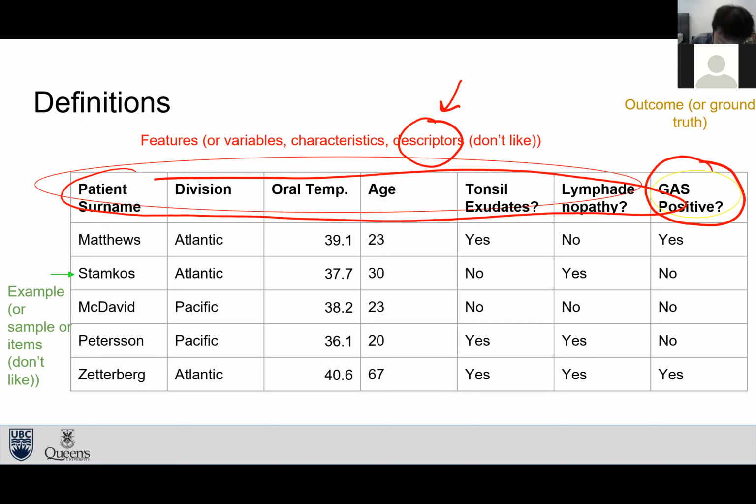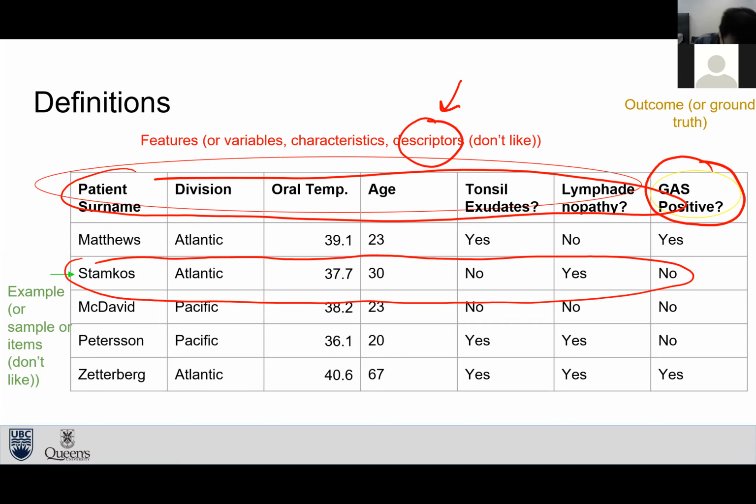What we want to predict, we usually call the outcome or the ground truth. And then each individual row, so let's say this hockey player, Stamkos, we call this an example. So this is one example. Matthews is another example. McDavid is another example. Some people call them samples. Some people call them items. I think items is the most confusing of all of them.